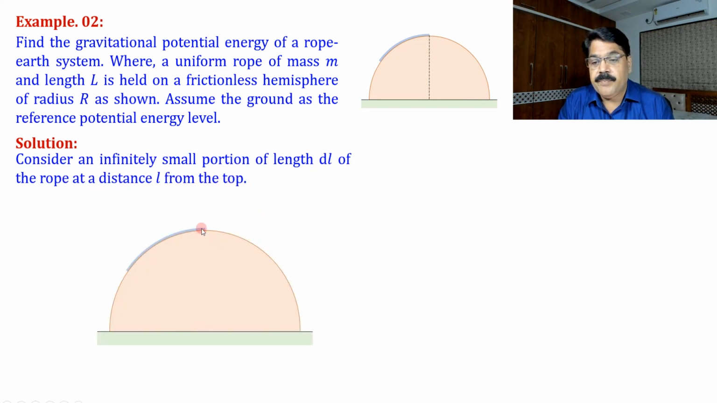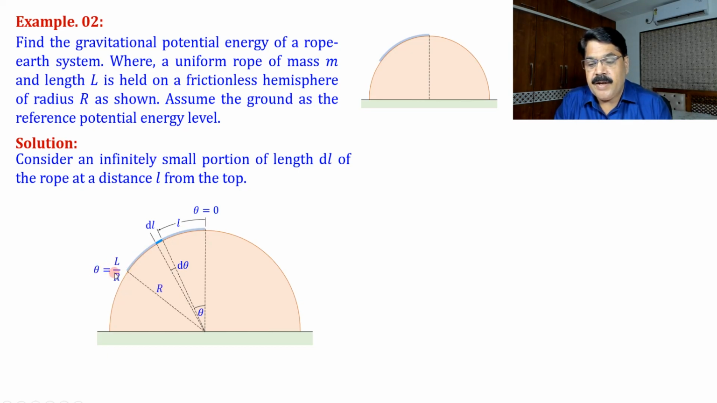So here in this diagram, we assume this small portion dl at distance L from this end, and we can define its position coordinate by this angle theta, and its length by the angular span d theta. So this end is at angle theta, and this end is at angle theta plus d theta. Now, theta is measured to be 0 here, and what is theta here? Arc length upon radius, so theta is L by r. So theta changes from 0 to L by r.